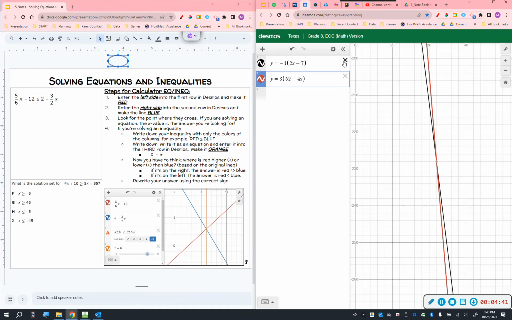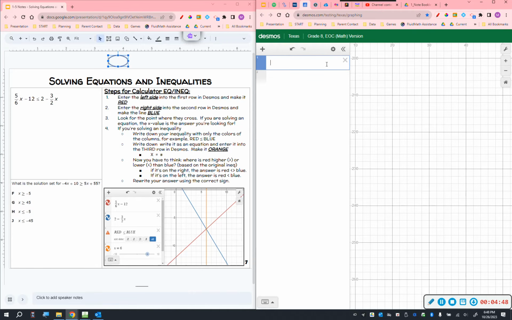Okay, now, for inequalities, it's different, okay? And this is a weird process. So we'll go over this more on Monday, but I want you to try it, okay? So the first thing I do, the same exact thing. I say y equals 5/6x minus 12. The second line I put the right side, which is y equals 2 minus 3/2 x.